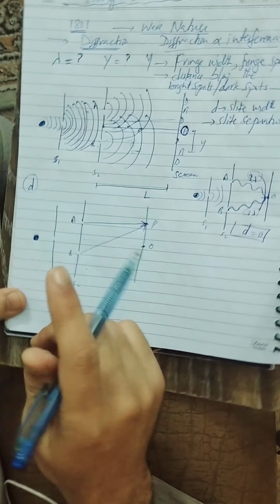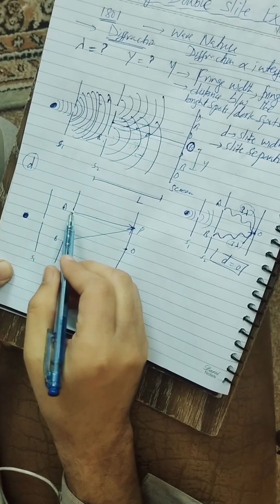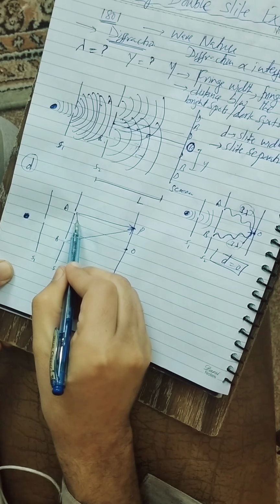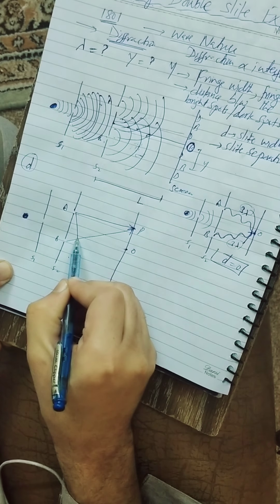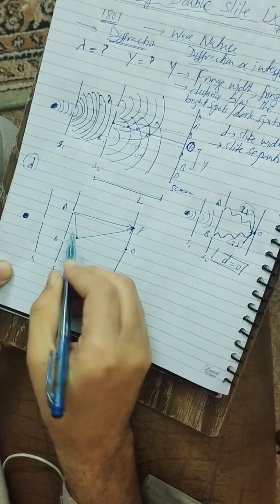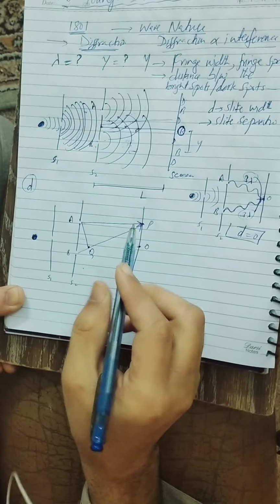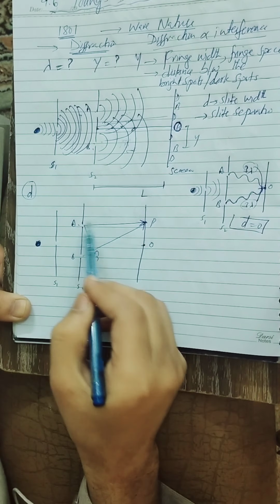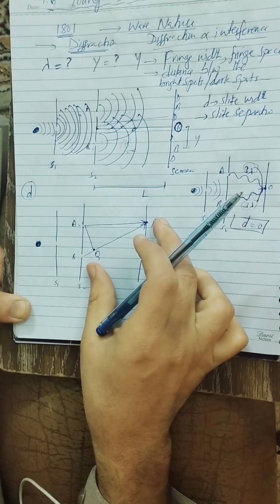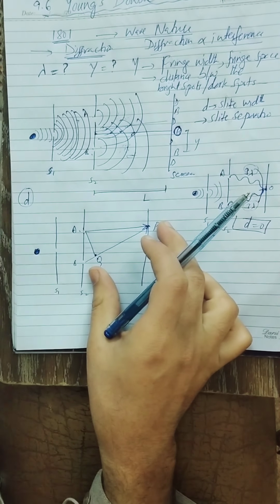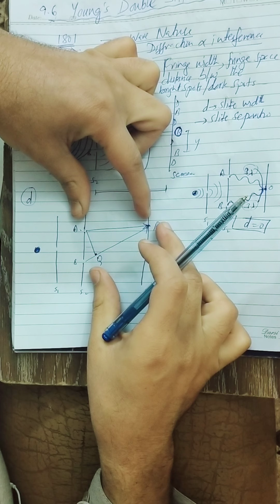So draw a perpendicular line on BP. If I draw the perpendicular line on BP, look at here, the perpendicular line. I draw the perpendicular line of BP, and this is called Q. If someone asks you whether AP and QP are equal, the answer is yes. AP and QP are equal.